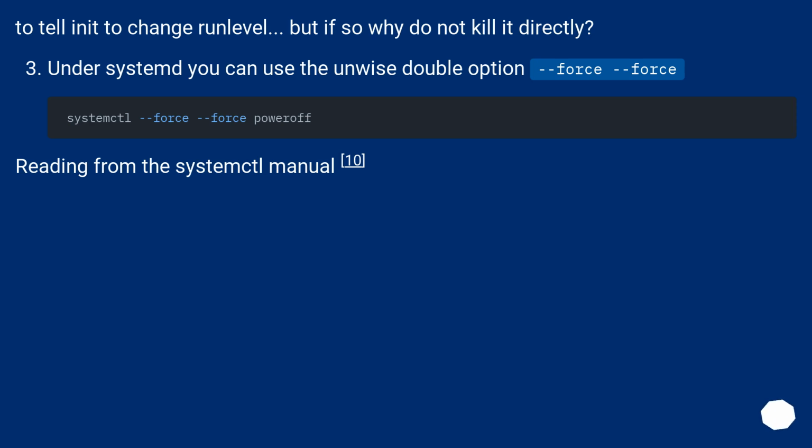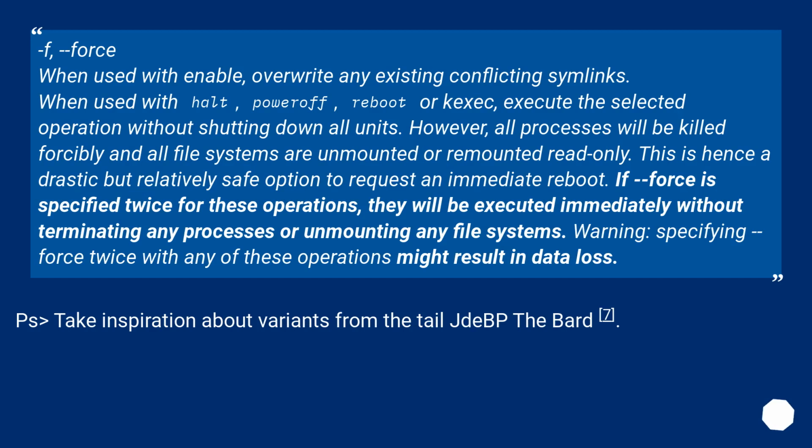Reading from the systemctl manual, 10. -f, --force. When used with enable, overwrite any existing conflicting symlinks. When used with halt, poweroff, reboot or kexec, execute the selected operation without shutting down all units. However, all processes will be killed forcibly and all file systems are unmounted or remounted read-only. This is hence a drastic but relatively safe option to request an immediate reboot.